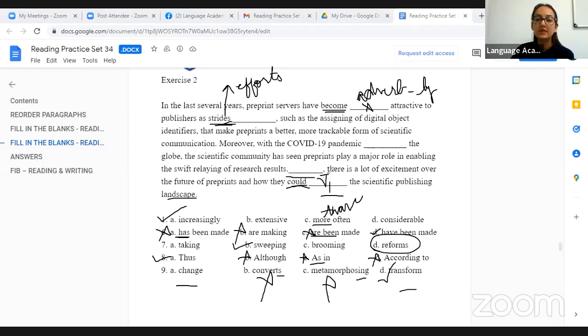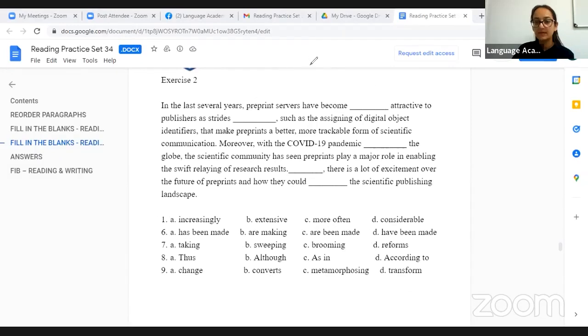No, however doesn't fit here, because however will fit only if you go contrast, and we are not going contrast. We are going on the same side, that they are playing a good role. That is why there is excitement. There is no opposite going here. V1, with the modals, we use V1. Right? Any other doubt in this question? However comes with a comma. However always comes with a comma, but here it cannot come because we are not going contrast.